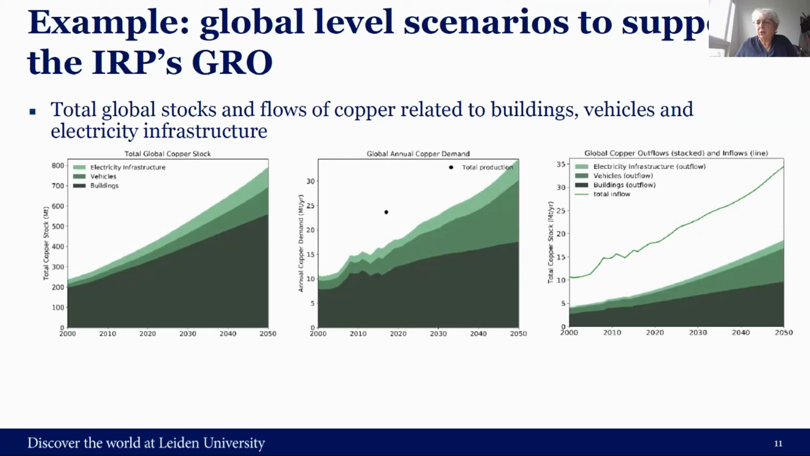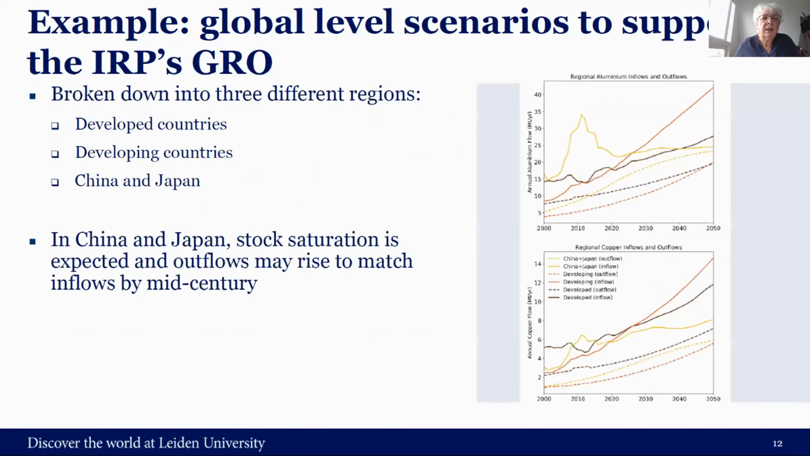In the middle, you see the copper demand, and on the right, the outflows. And you see here that the outflows, they are growing, but the inflows are growing likewise. So they're as yet, and also in 2050, nowhere near the level of the inflow, which means that for these applications, cycles cannot be closed yet.